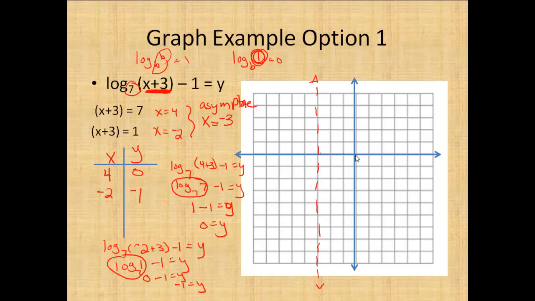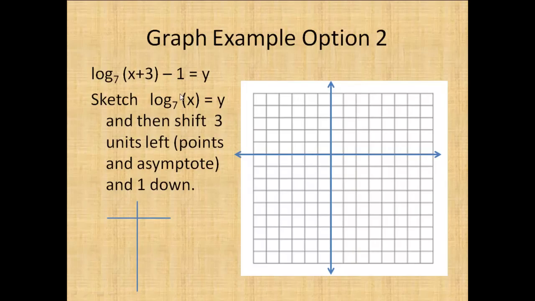So now I'm going to go ahead and plot the point 4, 0, not for y, and -2, -1. Now since b is greater than 1, I know my graph should be going up to the right, which it does show here. So I'm going to use my asymptote, the fact that my graph approaches the asymptote but doesn't ever touch it, and those 2 points to sketch my graph in there. So that would be the graph of this log function using option 1.